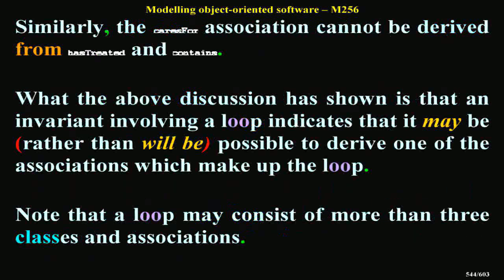What the above discussion has shown is that an invariant involving a loop indicates that it may be possible to derive one of the associations which make up the loop. Note that a loop may consist of more than 3 classes and associations.